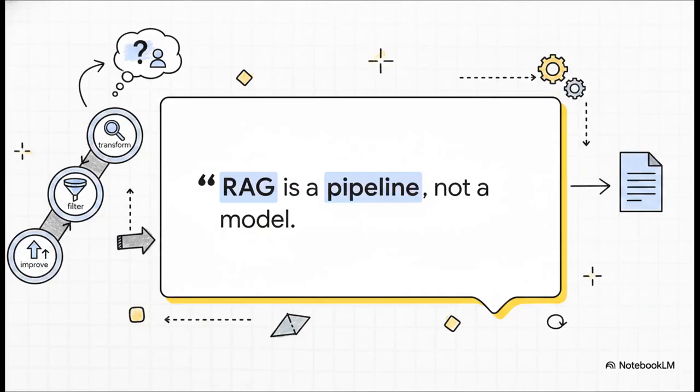I want you to literally burn this quote into your memory. RAG is a pipeline, not a model. This kind of hierarchical structure is absolutely essential for building scalable intelligent systems.